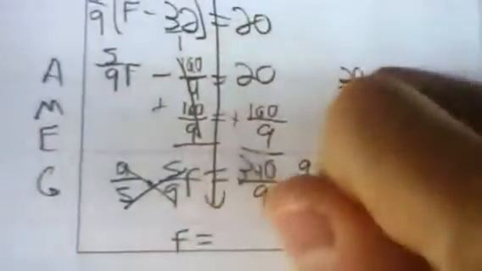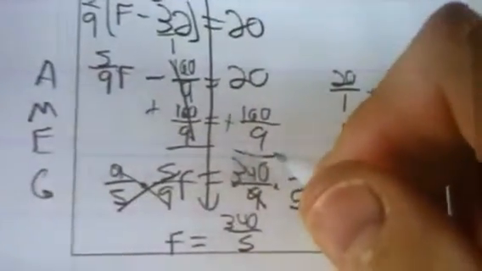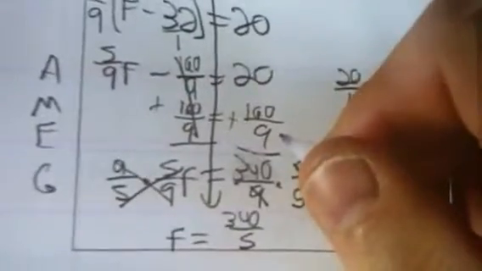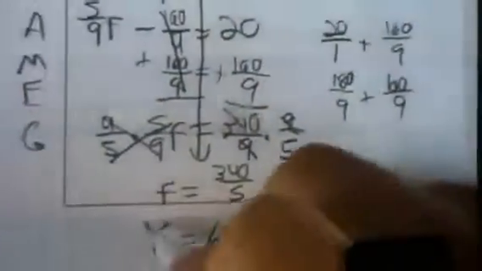I can cross reduce here. These 9s will cancel out. That gives me 340 over 5. 340 over 5 should simplify to 68 degrees. Let me check that. 340 divided by 5 gives me 68. So my Fahrenheit temperature is 68 degrees.